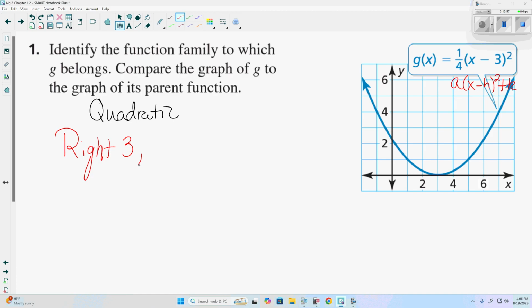Do we have a value for a? Is it negative? No, so there is no reflection, but we do have a vertical stretch or shrink. And it'd be a vertical shrink of 1/4. That's it. That's all I have to say, because there is no k, there is no negative for reflection. That's all we got. Questions on this here? You ready for the next one?